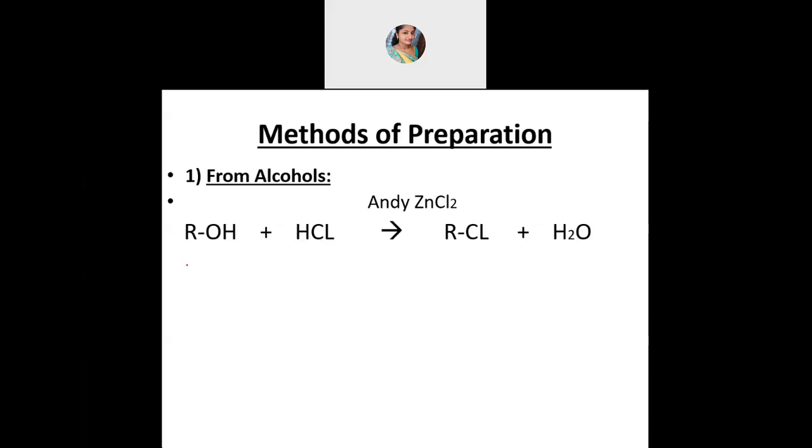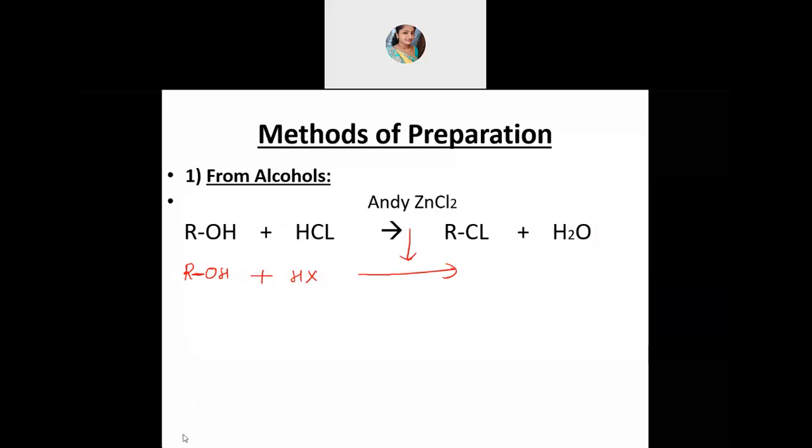ROH is made to react with HX, generally in the presence of a catalyst, that is anhydrous zinc chloride. It will act as a catalyst just to break the R and O bond easily, and make the reaction proceed in the forward direction. So ROH plus HX will give you R.